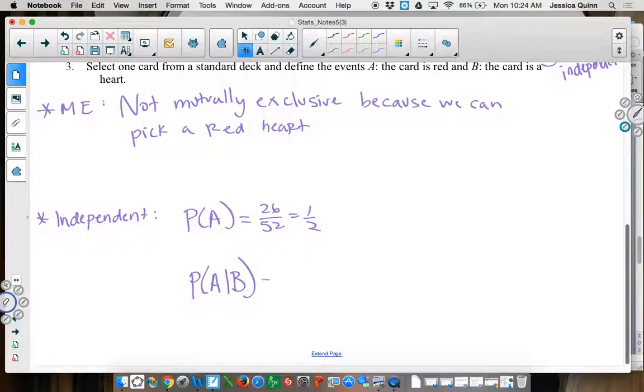Probability of A given B. So given that it's a heart, how many hearts are there? 13. There's 52 cards, 4 suits, and the same number of cards in each suit. So it's 13 hearts, 13 clubs, 13 spades, 13 diamonds. Of those 13 hearts, how many of them are red? 13. All of them. So the probability of A doesn't equal the probability of A given B. So therefore not independent.